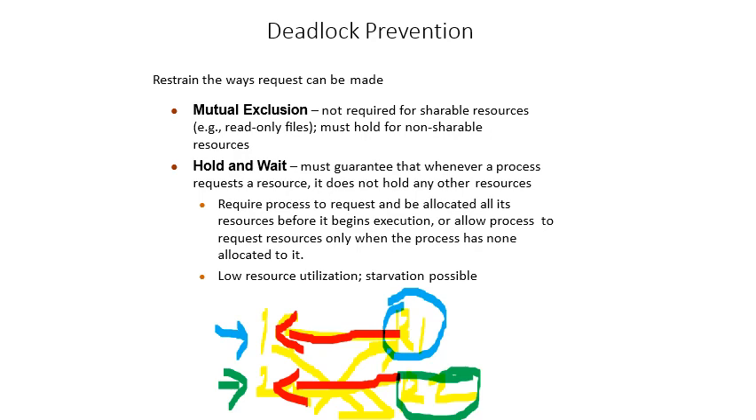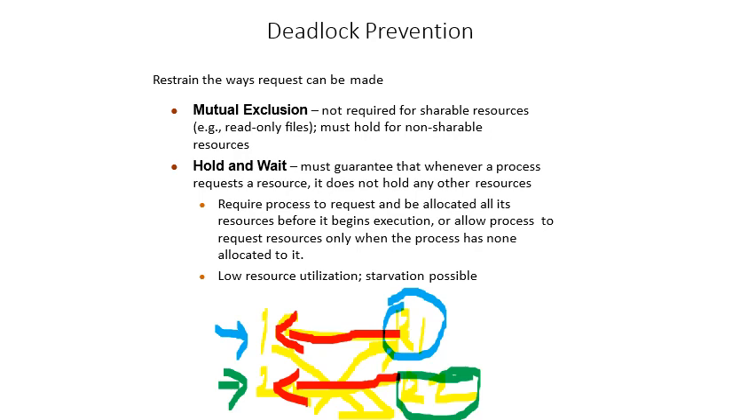So here we must guarantee that whenever a process requests a resource, it does not hold any other resource. See here, if it is requesting R2, it should not hold any other resource. Require a process to request and be allocated all its resources before it begins execution, or allow a process to request resources only when the process has none allocated to it. Means if the resources are free, then only the process should request for that resource.